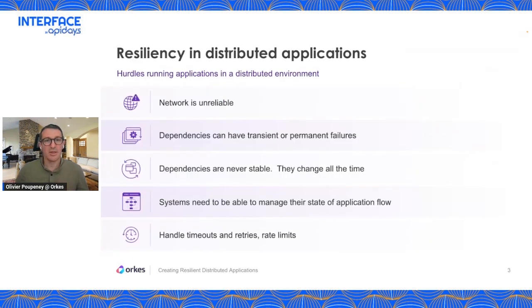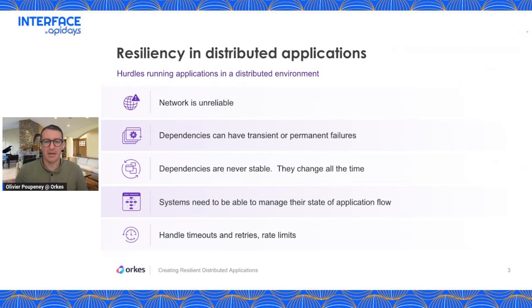And it comes to thinking about what the hurdles are running those applications in such a distributed environment. First, and the biggest problem, is that the network is unreliable. And your application has to manage that at some point if it is stopped because of a network issue right in the middle of the execution. You also have to manage all the dependencies that can have some kind of transient or permanent failures. The dependencies are also never stable. They change all the time. It's good that we can use dependencies because we don't have to reinvent the wheel all the time, but we have to take into account when we use them that they are not stable at all.